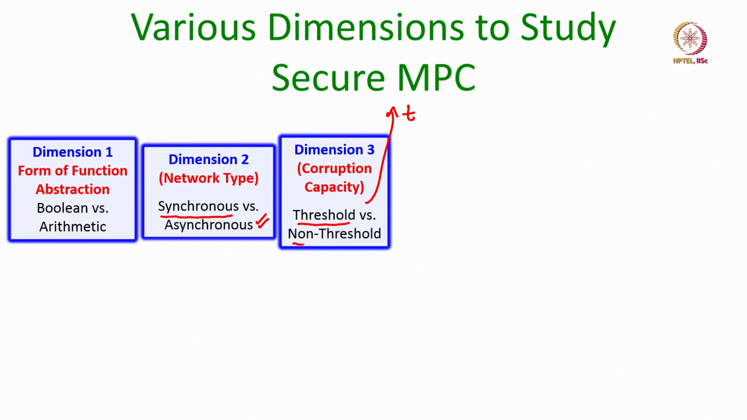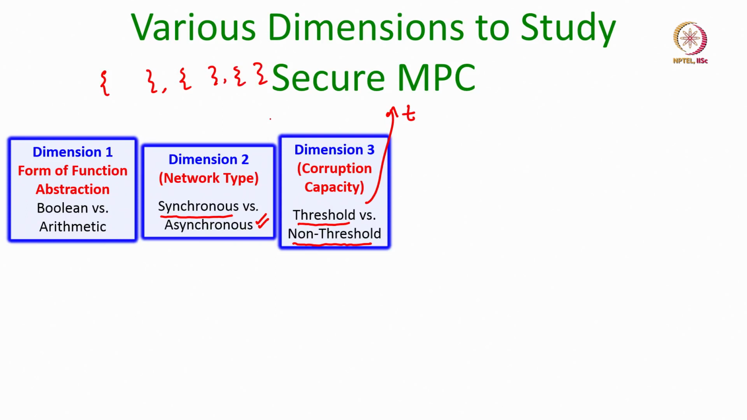Whereas, a non-threshold adversary is a more generalized form of adversary, where we model the corruption capacity through an adversary structure, which is a collection of subsets of potentially corrupted parties. That means, we will have several subsets given.